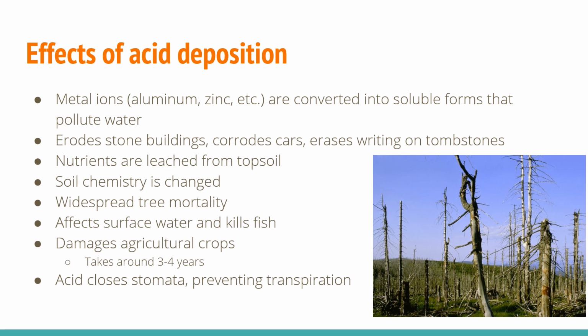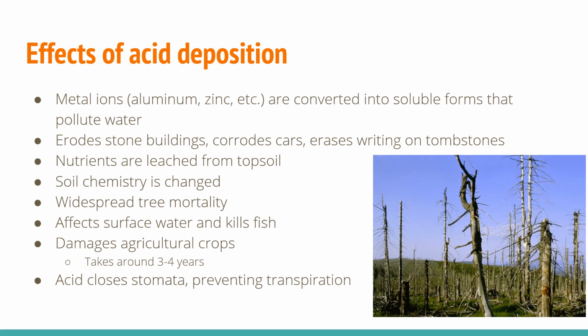It can also erode stone buildings like the granite obelisk that you saw from Egypt. It can corrode cars because cars are made out of metal. It erases writing on tombstones. And for soil, nutrients are leached from topsoil. If we think about the CEC, the cation exchange capacity from the soil lab, you want to switch out those hydrogen ions for calcium and magnesium. So that's going to be an issue. Once you do that, the soil chemistry is going to change, and then you could have widespread tree mortality, like what is pictured on the right.